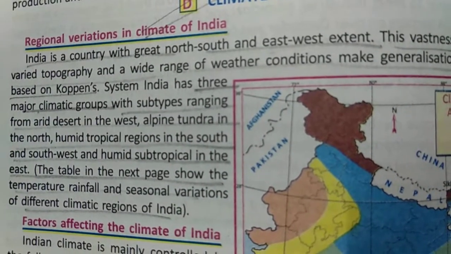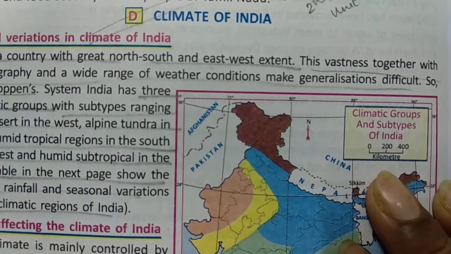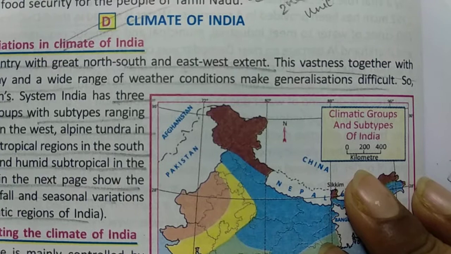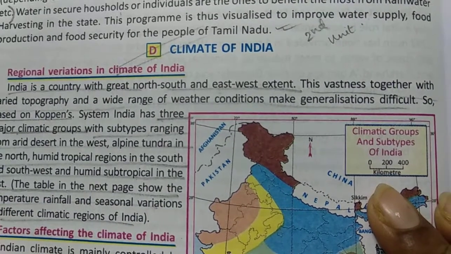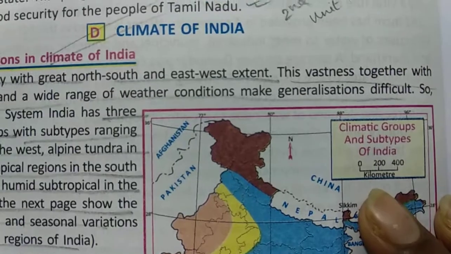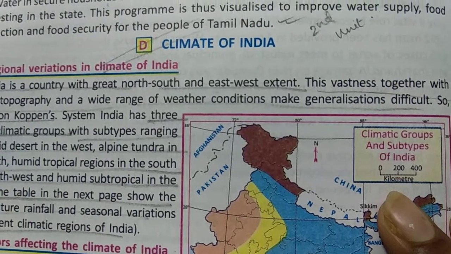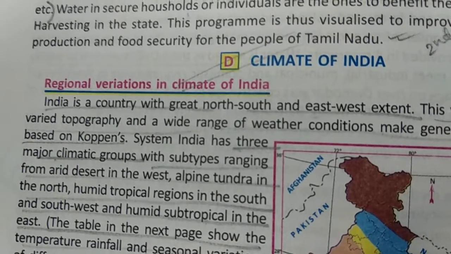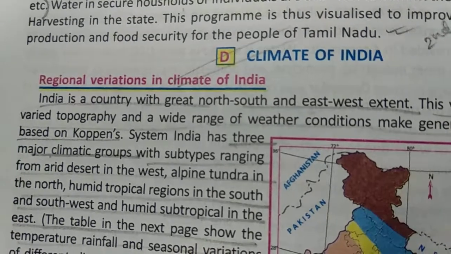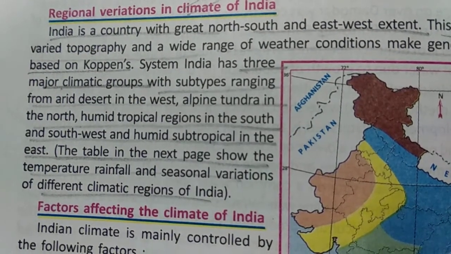India is a country with great north-south and east-west extension. It has vastness, and due to this vastness, there is a different type of topography and a wide range of weather conditions, and it is different at different places. Based on Köppen's system, India has three major climatic divisions or groups, with subtypes ranging from arid desert in the west, alpine tundra in the north, humid tropical region in the south and southwest, and humid subtropical in the east.